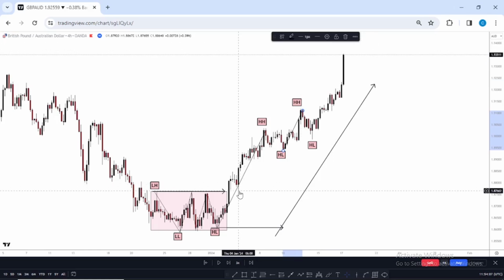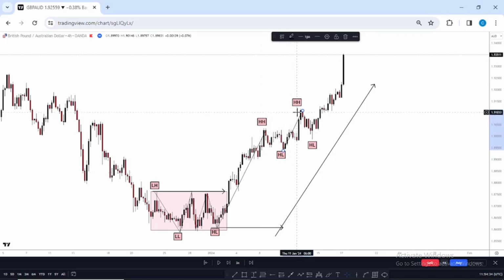So since price is giving us a series of higher highs and higher lows, what key levels are we looking for? We are looking for resistance to become a support. So remember, in a bullish structure, we are looking for resistance to become support. And in a bearish structure, we are looking for support to become resistance.